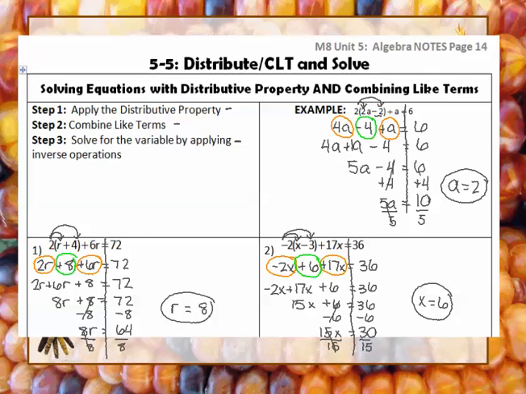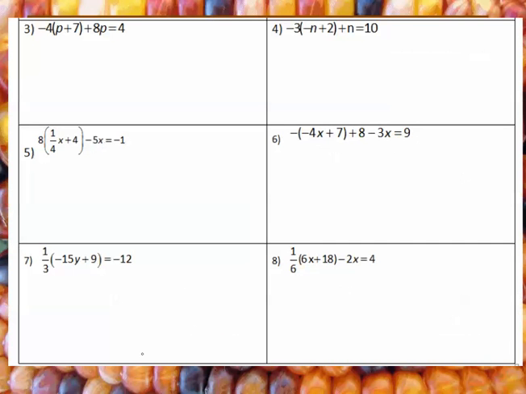Go ahead and try the ones down below. Be careful with your ninja negative 1 there. That's a negative 1. Watch out for your fractions. I know that fractions are scary, but I know you can do it. Just do numerator divided by denominator times whatever you're multiplying by. Try 3, 4, 5, 6, 7, and 8, and when you're ready, unpause the video, and I'll give you the answers to see if you got them right.